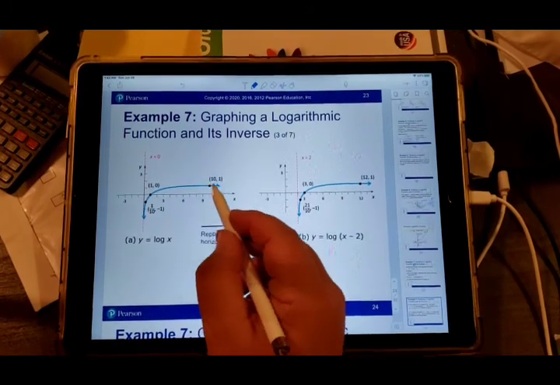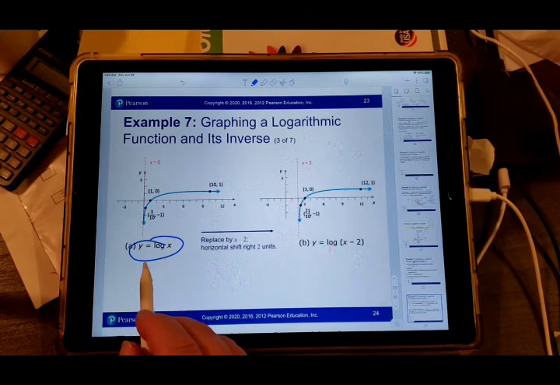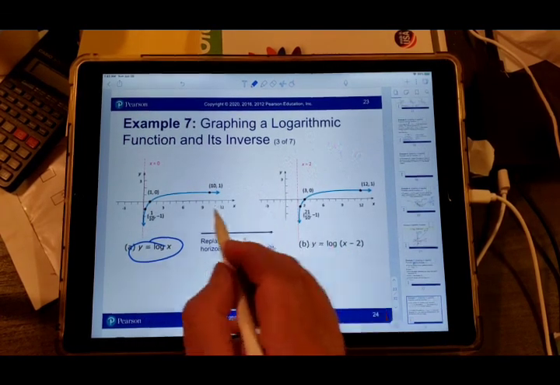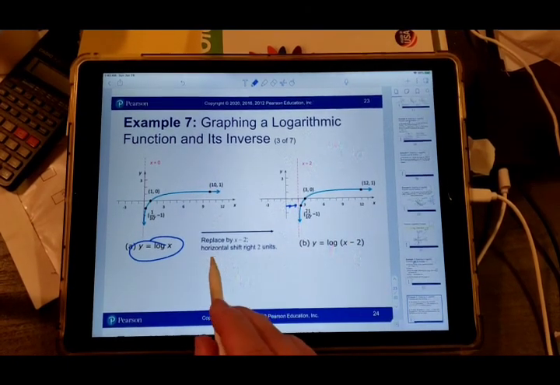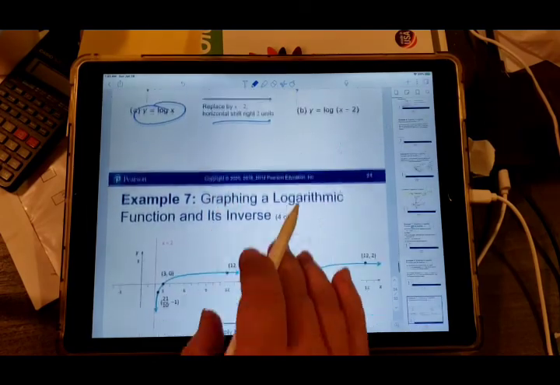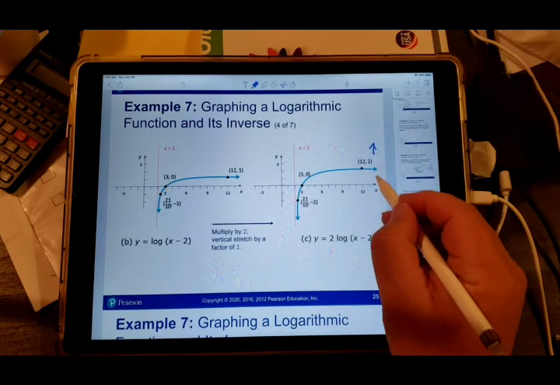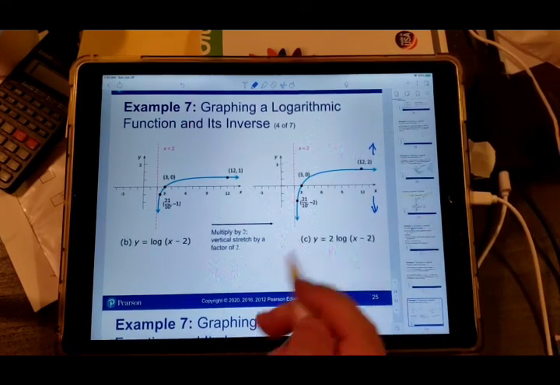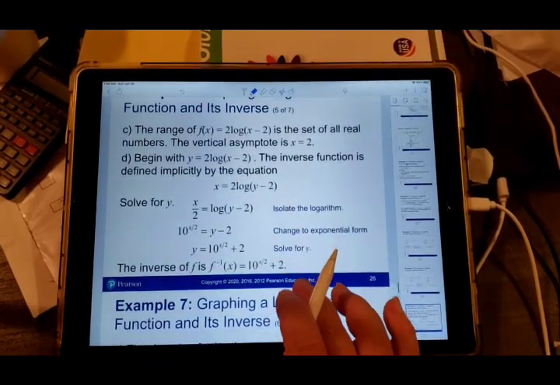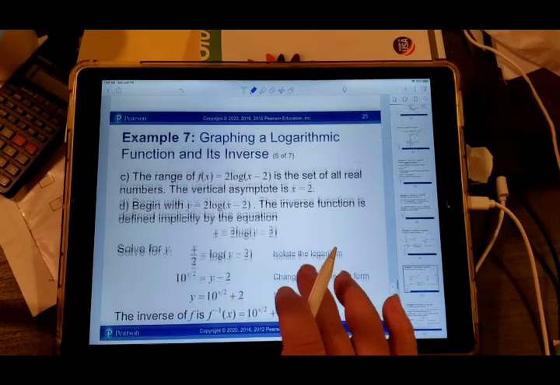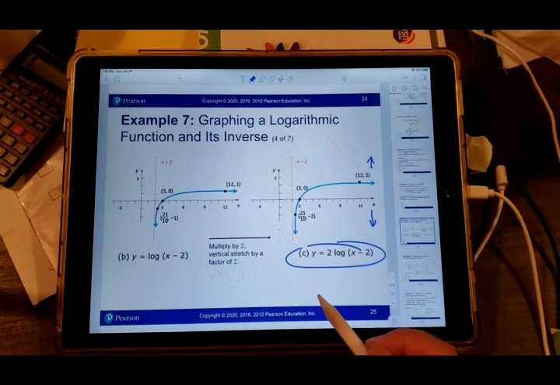You know, here's the logarithm function y equals log x. If you subtract 2 from the x, that's a shift. Shift 2 to the right, horizontal shift. If you multiply it by 2, it stretches that previous graph along the y-axis. Well, I guess we're done. Yeah, that was the graph right there.